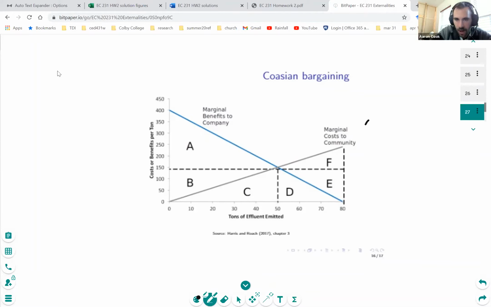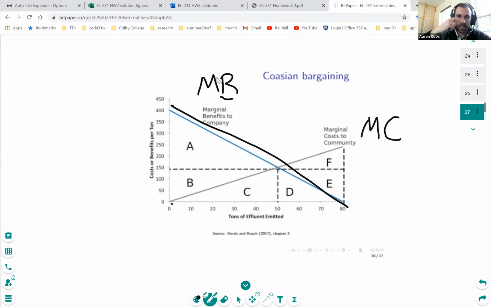So we have a marginal cost curve here, which represents the pollution costs to the community, and so those increase as more and more pollution is discharged from the company. At the same time, the discharge of that pollution gives the company some kind of benefit, and if they wanted to reduce that pollution, they would have to pay some cost to do so. So the company's marginal benefits of pollution are given by this marginal benefit curve that slopes downward here. The marginal costs to the community are given by this curve here.